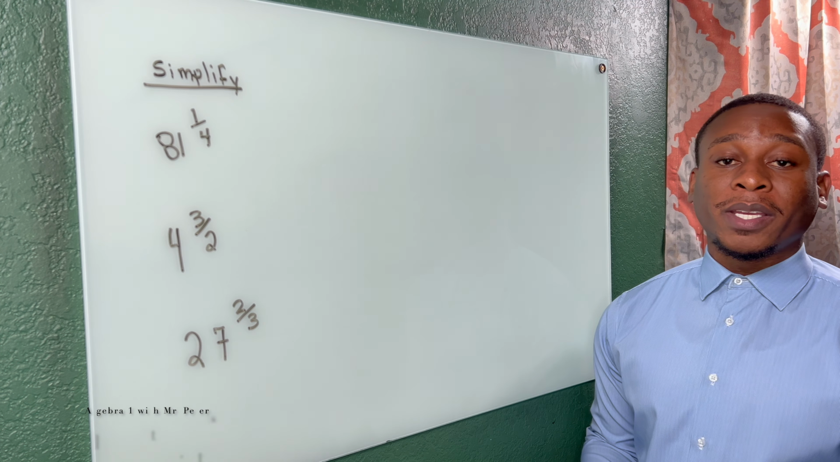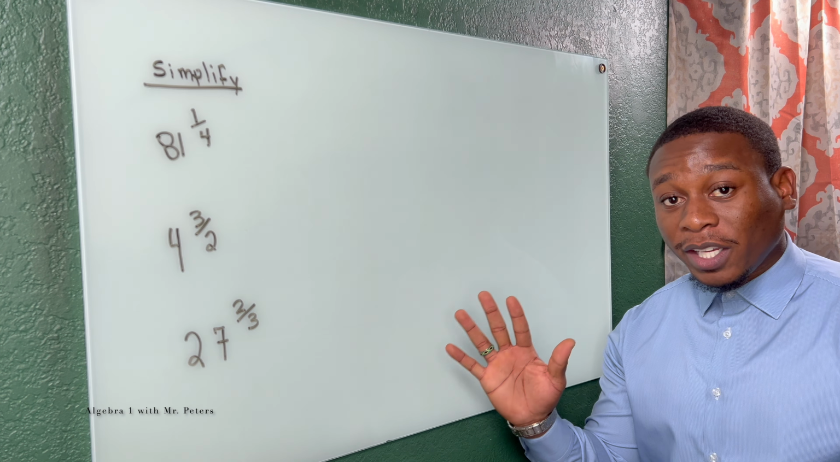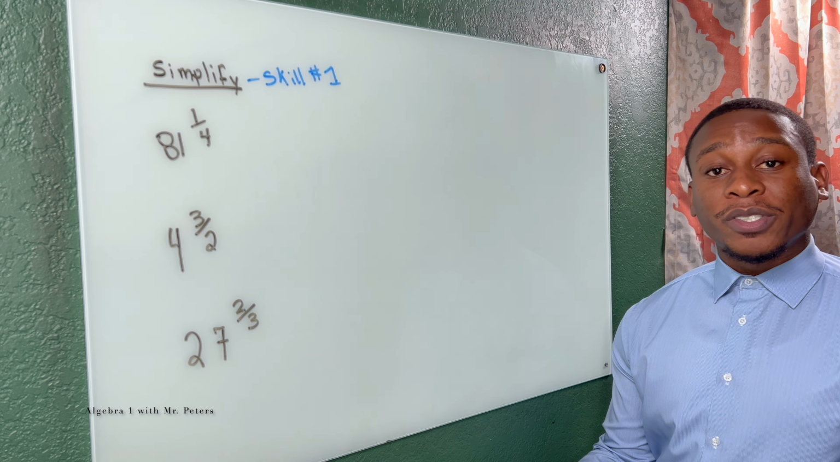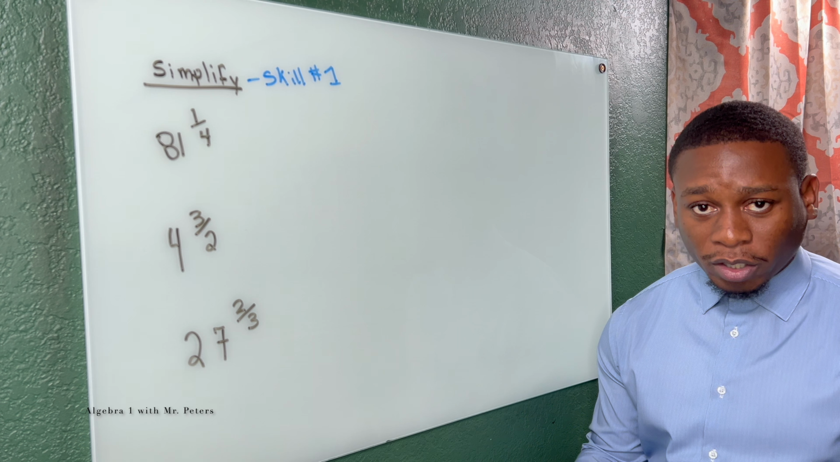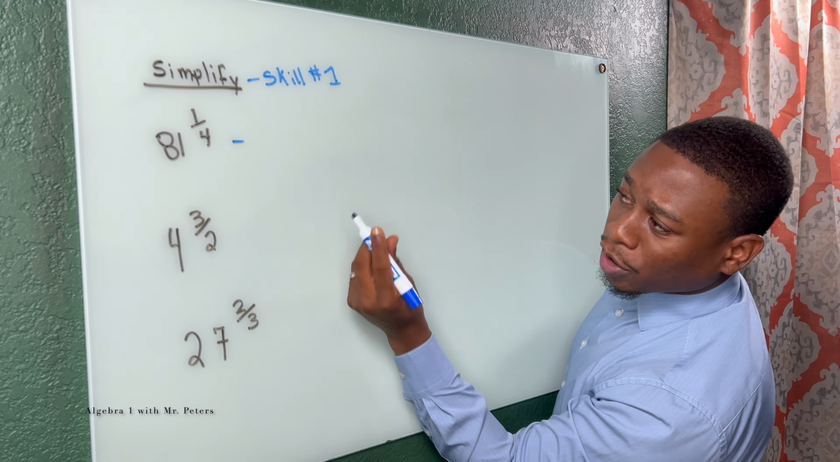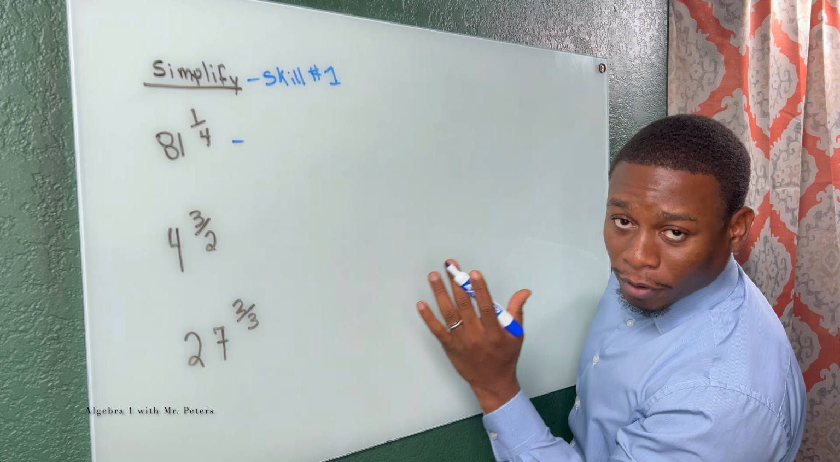What's good, math family? In this video, we're going to look at the 5 key skills you need to be successful with rational exponents. First skill that we're going to start off with is just how to regularly simplify rational exponents. So this first one is just asking us for the fourth root of 81.